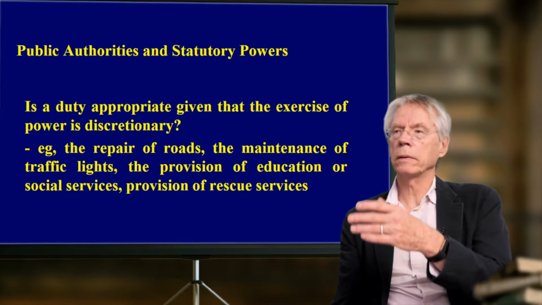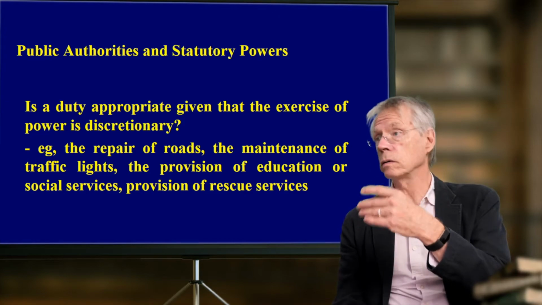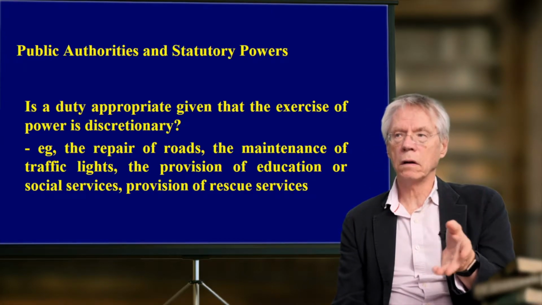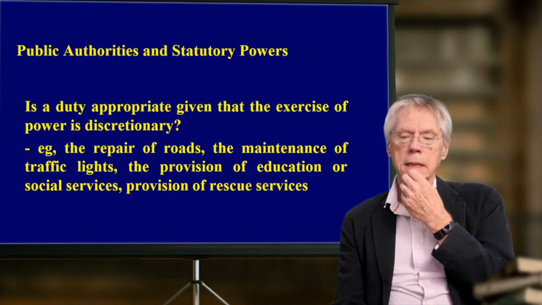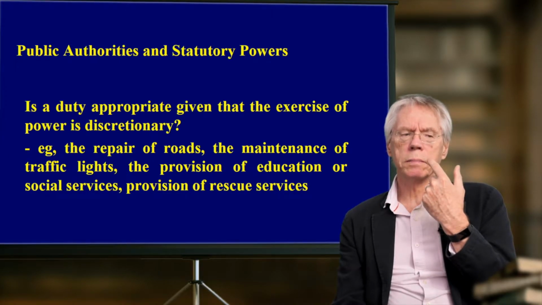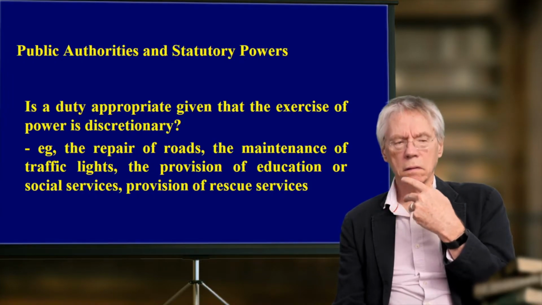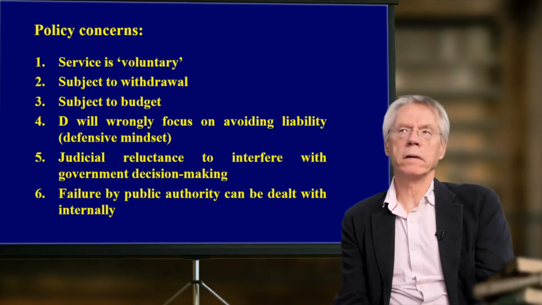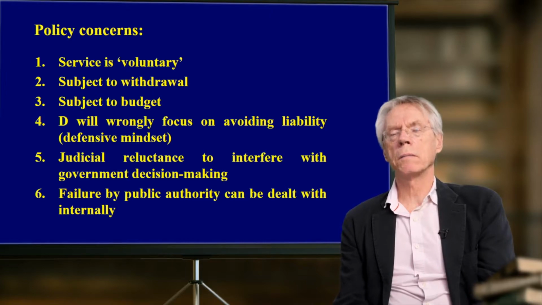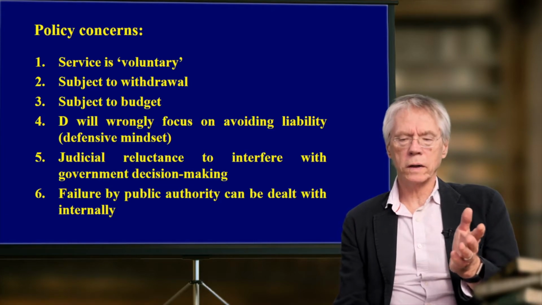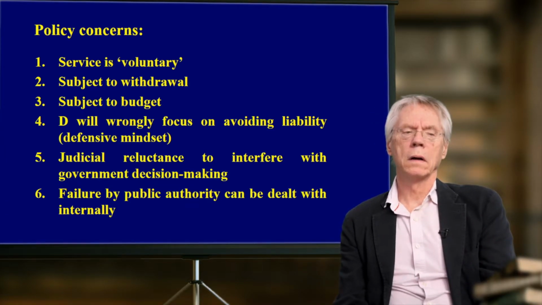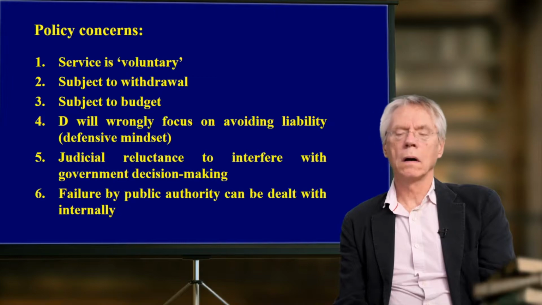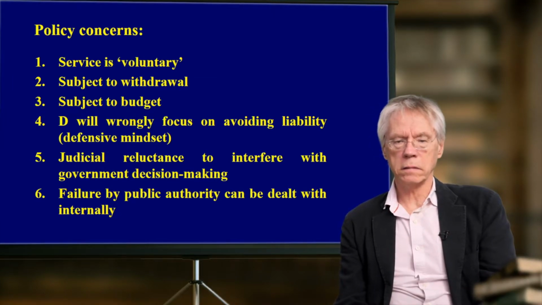Now, you think about some of those examples: traffic lights, the maintenance of traffic lights or of roads, the provision of education, hospitals, rescue services. The courts have identified a number of policy reasons why no duty would be owed, generally speaking. And among them, these are just cited from various cases: government or public bodies are providing services that are voluntary, that are really subject to budget, subject to discretion. They can be withdrawn at any time. It isn't a permanent or ingrained duty on the part of the government to always provide this service.